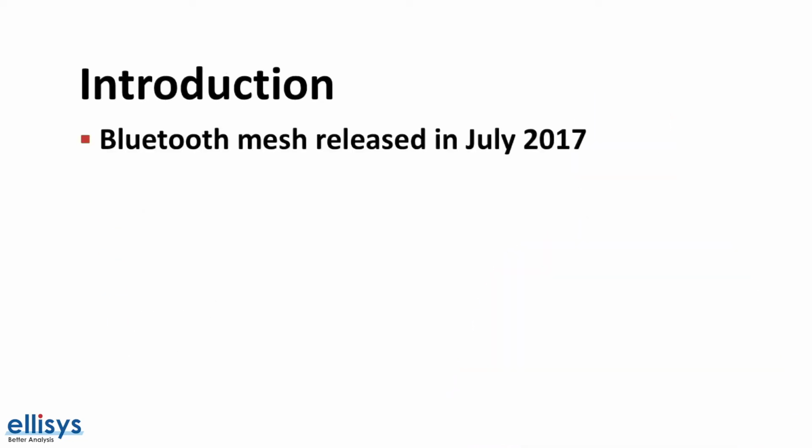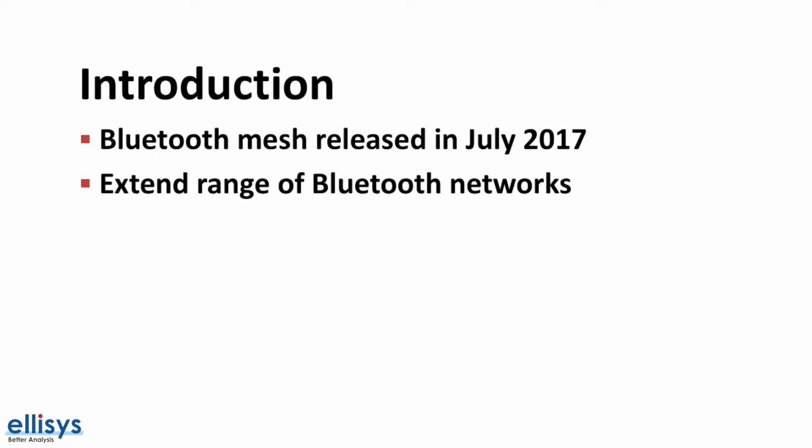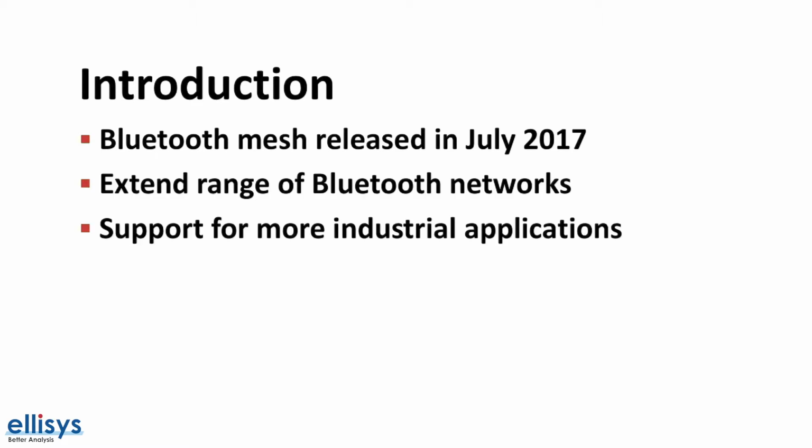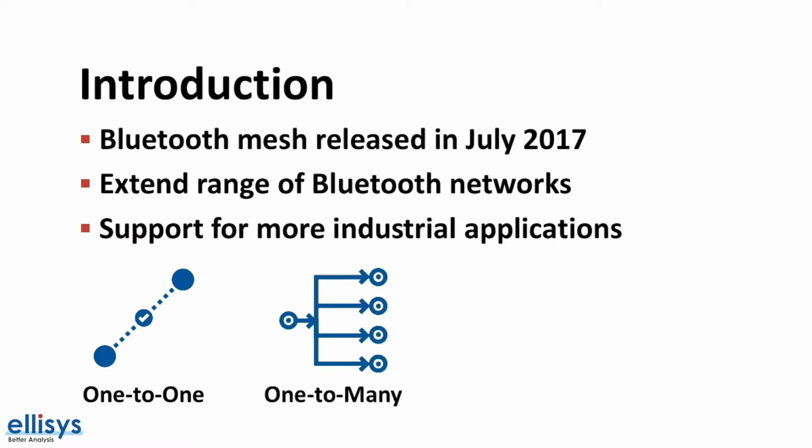The Bluetooth Mesh specification was released in July of 2017. The goal was to increase the range of Bluetooth networks and add support for more industrial applications utilizing Bluetooth Low Energy technology. Earlier versions of Bluetooth supported two different topologies: one-to-one, specifically when two BLE devices are connected to each other; one-to-many, with BLE devices in the broadcast state such as beacons; and with Bluetooth Mesh a new topology is introduced. Devices can now operate in a many-to-many topology, or what's called mesh.